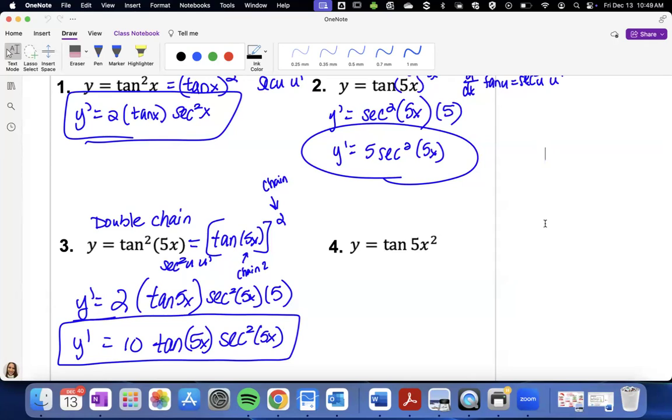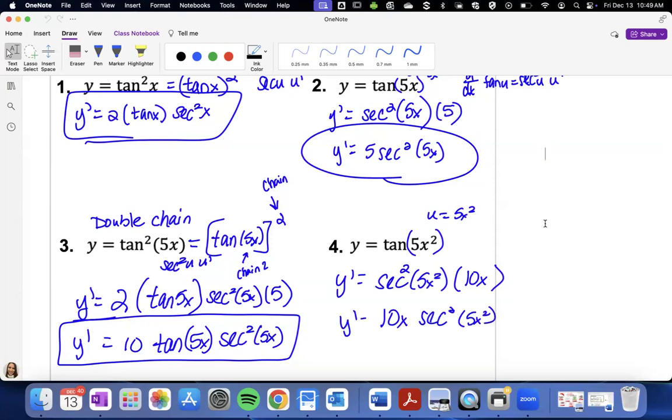Okay, y equals tangent 5x squared. This one, this is my u is 5x squared. So y prime is secant squared of this same quantity, 5x squared, times what? Oh, secant squared, thank you. Secant squared, good fix, 5x squared times 10x. Boom. All right, so this would be, if you clean it up, I'm not too particular today if you clean it up, but right there, okay? So the next one is a mess.